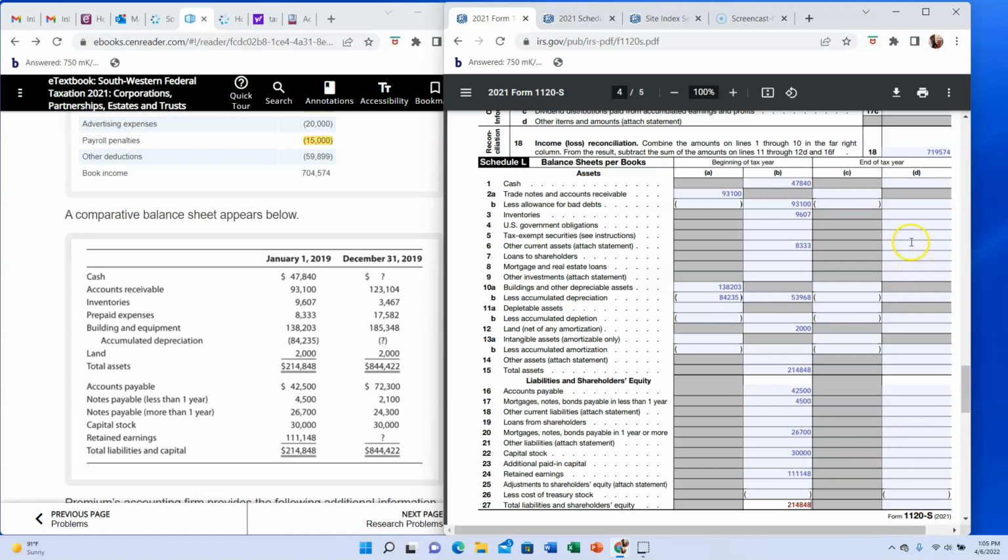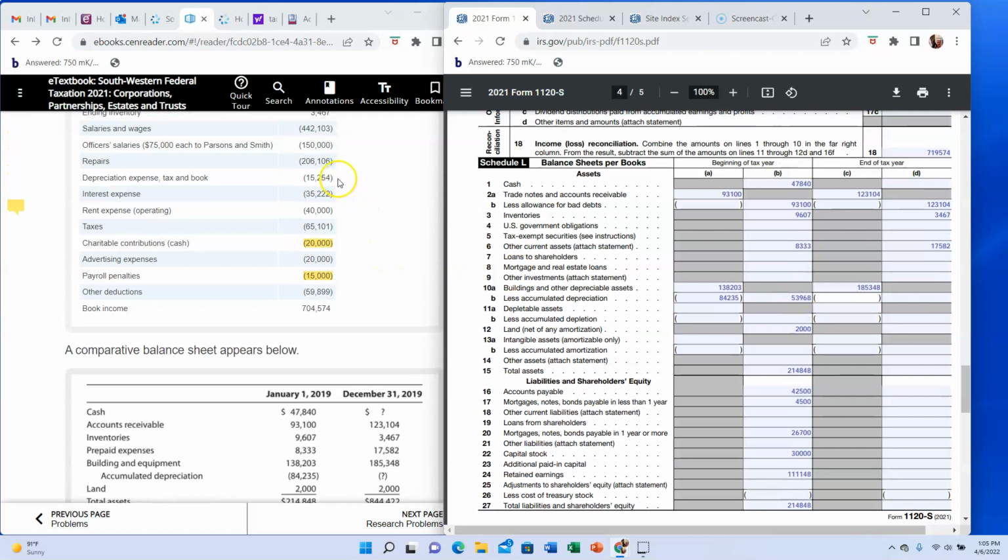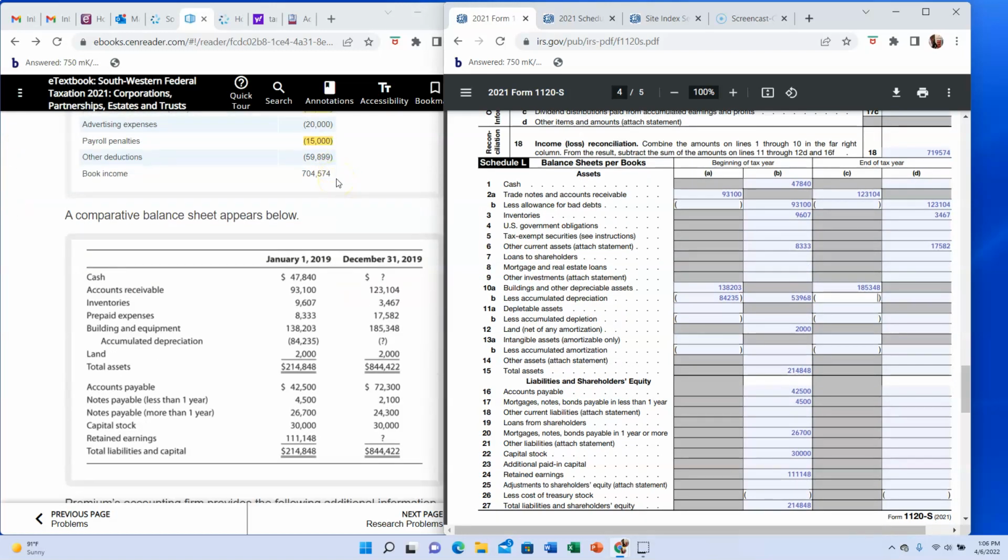Okay, then the end of the year, we don't know cash yet, but account receivables are 123,104. Inventory 34,667. Prepaid 17,582. Buildings 185,348. We don't know accumulated depreciation, but I do know what depreciation expense was. So I can look up here at depreciation expense. It was 15,254.